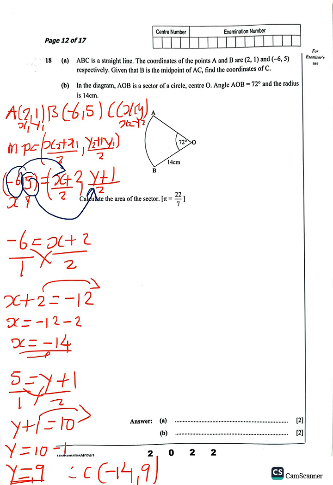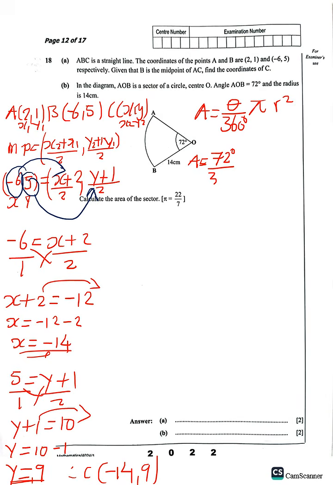Now let's move on to question B. In the diagram, AOB is a sector of a circle, center O, angle AOB is equal to 72 degrees, and the radius is 14 centimeters. Calculate the area of the sector given pi is equal to 22 over 7. So area of the sector is equal to theta over 360 times pi r squared.